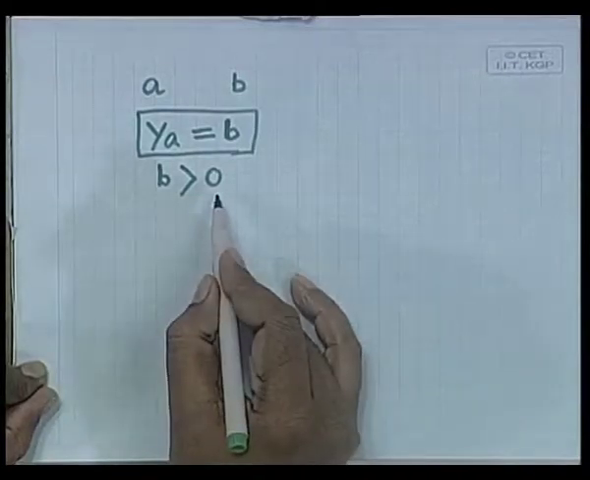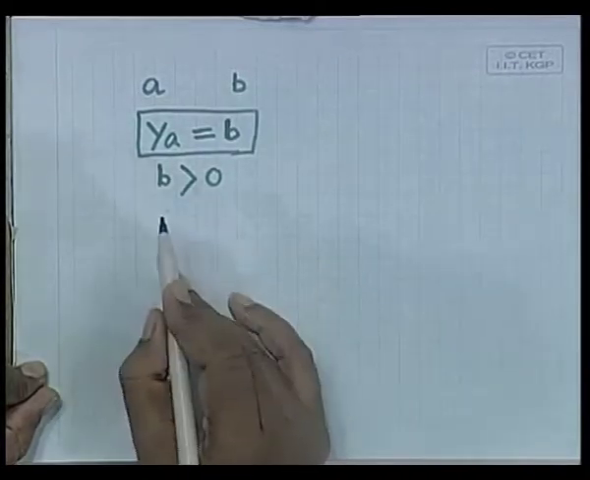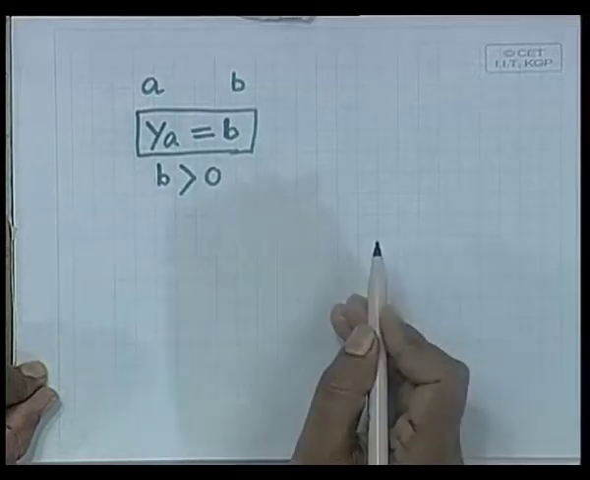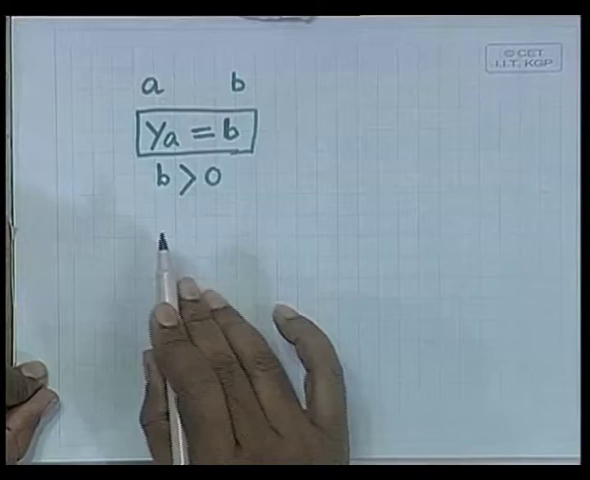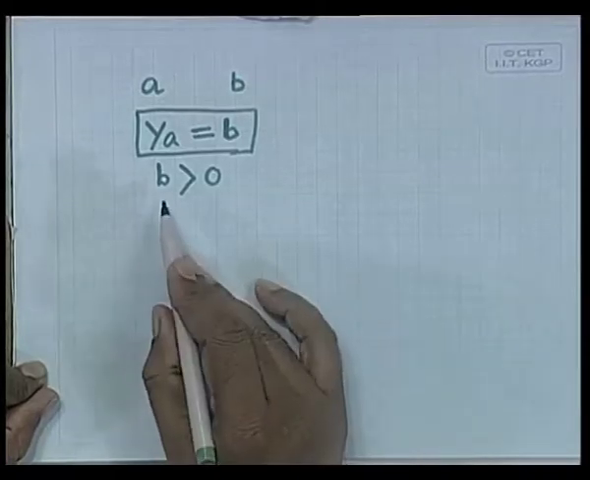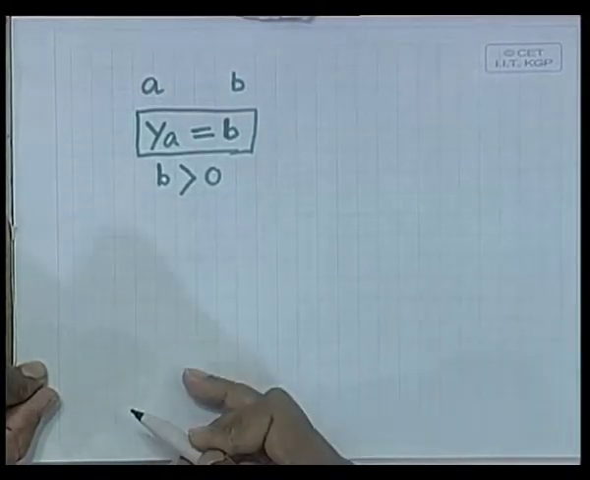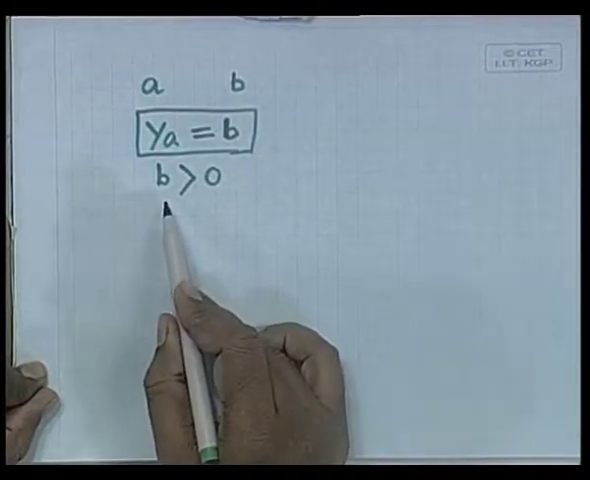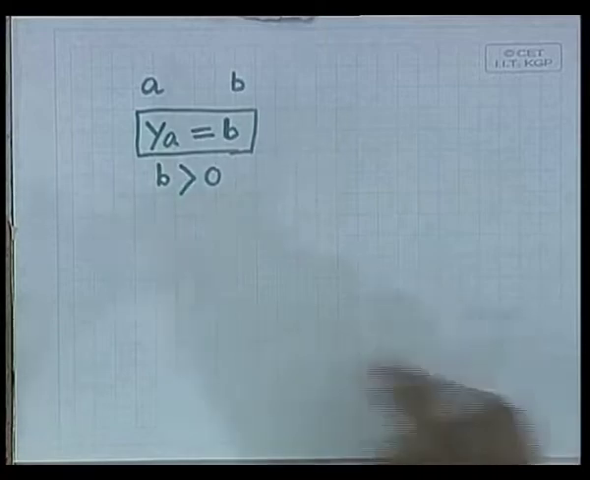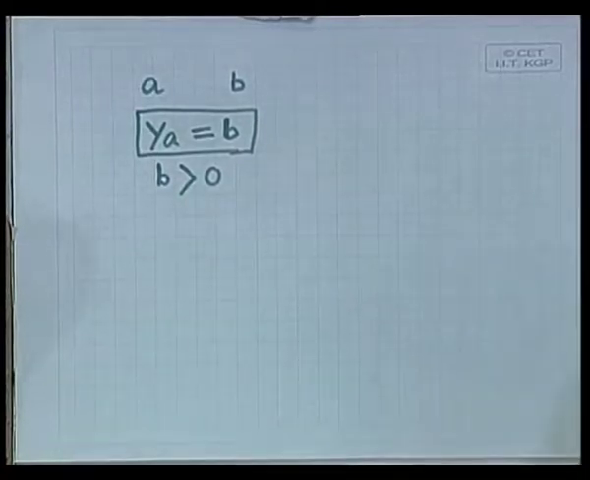When I say B is greater than 0, that means every component of B is greater than 0, because B is a margin vector. Every component, and this will have n components if I have n samples. So, when I say this margin vector B is greater than 0, then every component of this margin vector is greater than 0. And assuming this, we have to define a criteria function.